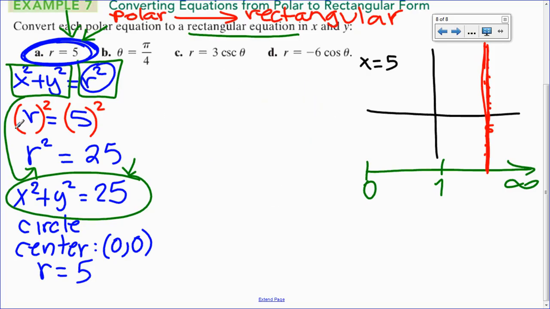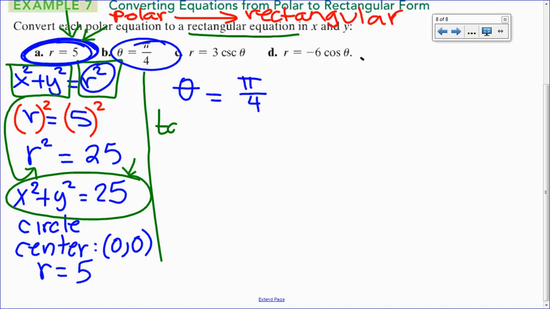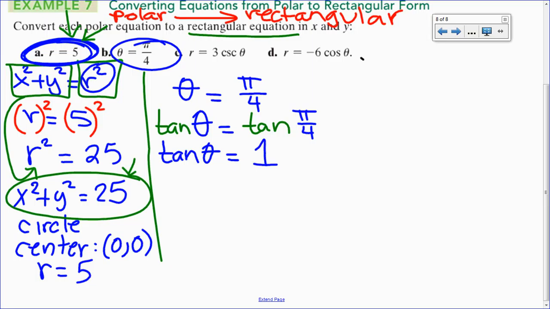Okay, so let's do part B. Now, in this case, we only have theta. We have theta on one side, pi over 4 on the other side. So what I want to do is take the tangent on both sides. As long as I do it to both sides, I'm okay. Now, I know Sean knows the answer to this question. What is the tangent of pi over 4? Very good. So 1.